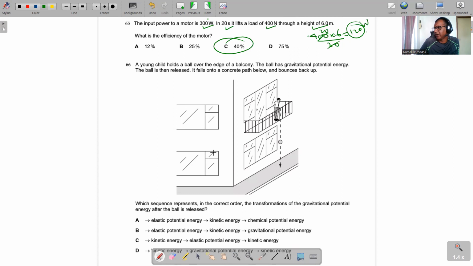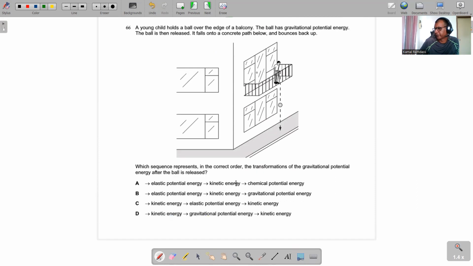A young child holds a ball over the edge of a balcony. The ball has gravitational potential energy. The ball is then released. It falls onto the concrete below and bounces back. Which sequence represents in correct order the transformation of the gravitational potential energy after the ball is released?